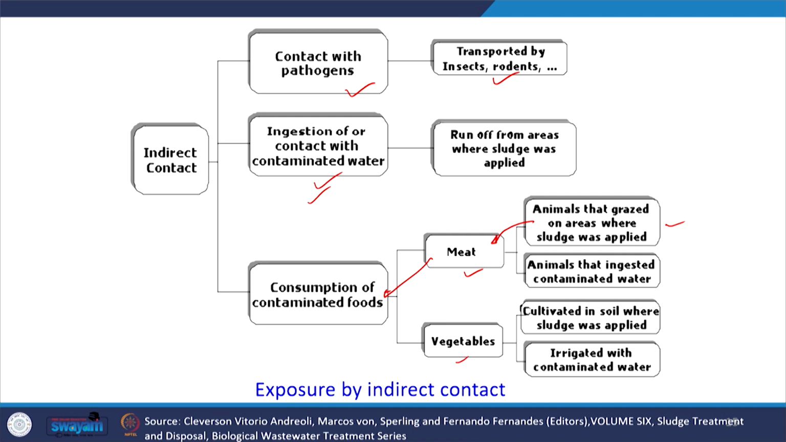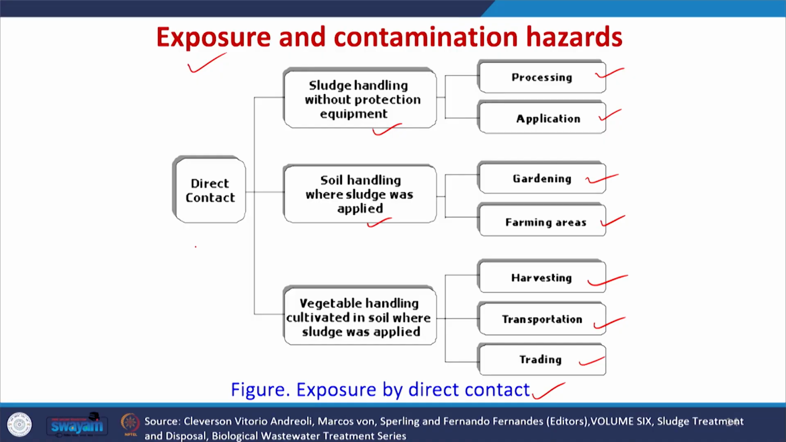Similarly, animals that ingested contaminated water, so it is also possible via that. Then vegetables cultivated in soil where sludge was applied, again indirect contact, but we are getting affected or exposed to the pathogens. Then irrigated with contaminated water. So, it is possible that we are using the contaminated runoff water for irrigation, and that itself is containing some pathogens. So, we will be exposed to that. So, these are the ways by which we can be exposed to the pathogens which may be present in the sludge, and that is a high probability.